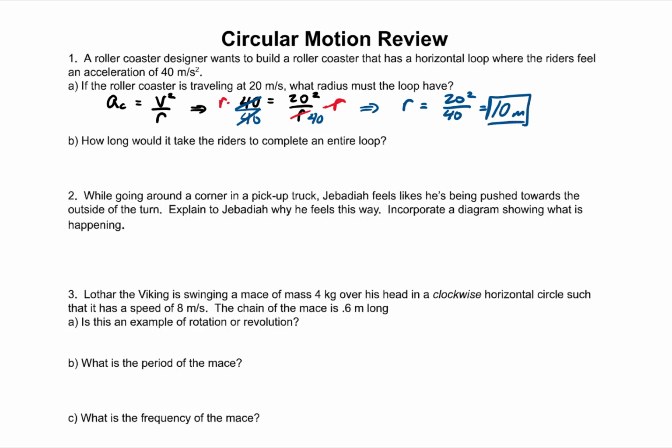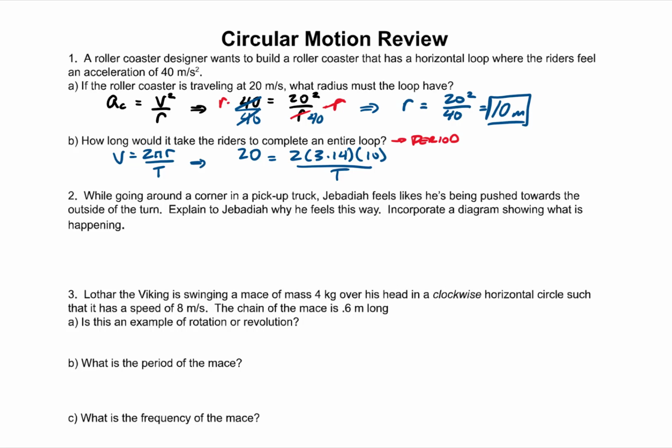That's our radius. How long would it take the riders to complete an entire loop? That's asking for the period. That's what it means, how long to complete an entire loop. So we only have one formula with the period in it. That's v = 2 pi r over the period. So put in our numbers. The velocity is 20, which is equal to 2 times 3.14 times the radius, which is 10 meters that we just found, divided by the period.